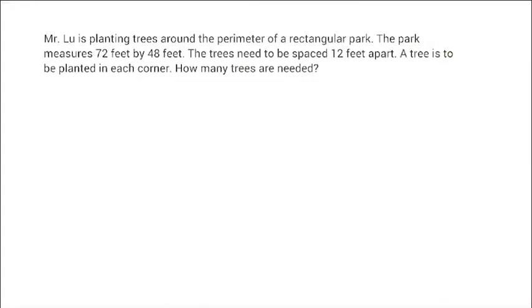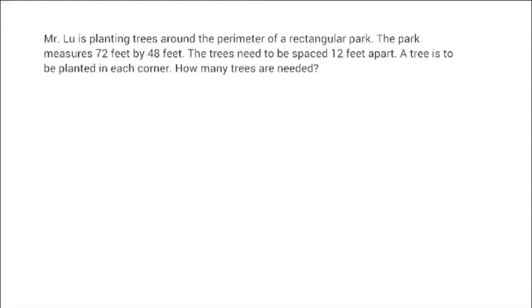So the first one. Planting trees around the perimeter of a rectangular park. The park is 72 feet by 48 feet. The trees need to be spaced 12 feet apart. A tree is to be planted in each corner. How many trees are needed?